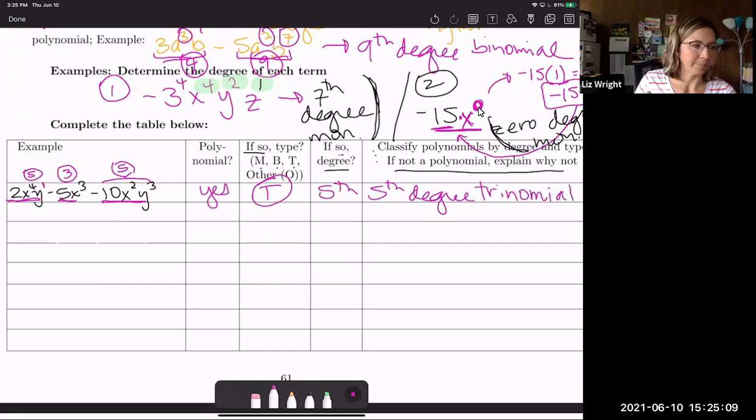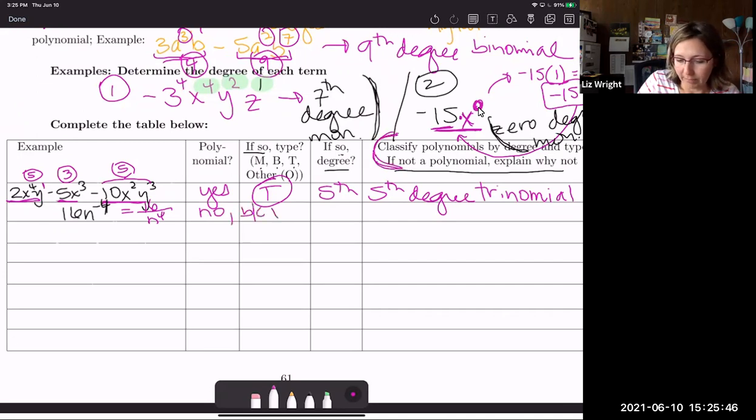All right, let's try another one. We are going to try 16 n to the -4th. Is this a polynomial? So look at the variables. Do we have any negative exponents on a variable? Yeah, we do. Do we have any variables in the denominator? Well, not at the moment, but I can rewrite that one as 16 over n to the 4th, right? So it fails that entire category. Is this a polynomial? No. So then we have to explain why it's not.